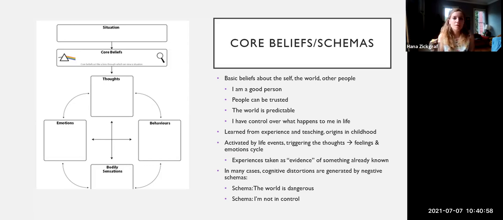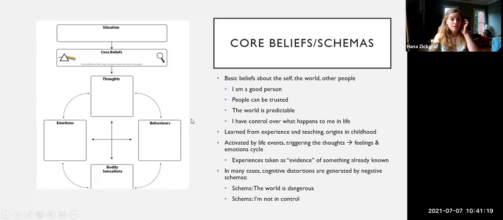And for the most part, our core beliefs about the world, our schemas, have their origins in our childhood, when we're very plastic and malleable and we're basically experiencing everything for the first time and learning what to think about it. These beliefs can be activated, just like trauma memories, by life events that trigger thoughts, feelings, and emotions.